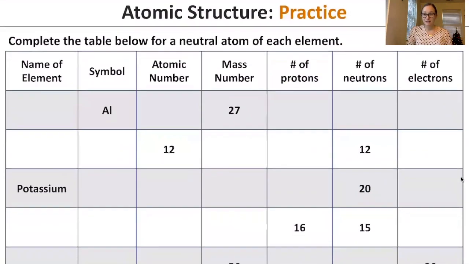Okay, so next up, we're going to do some practice with atomic structure. I'll have that on another video for you guys to review.